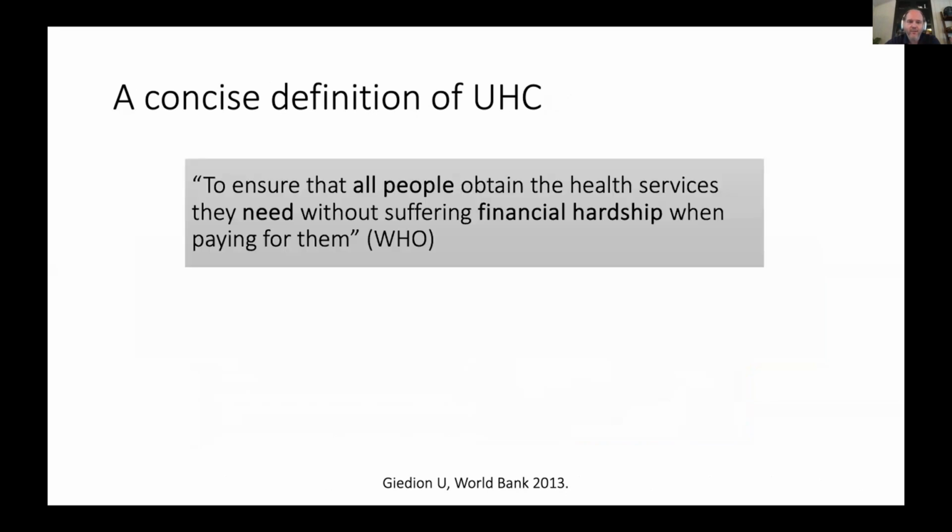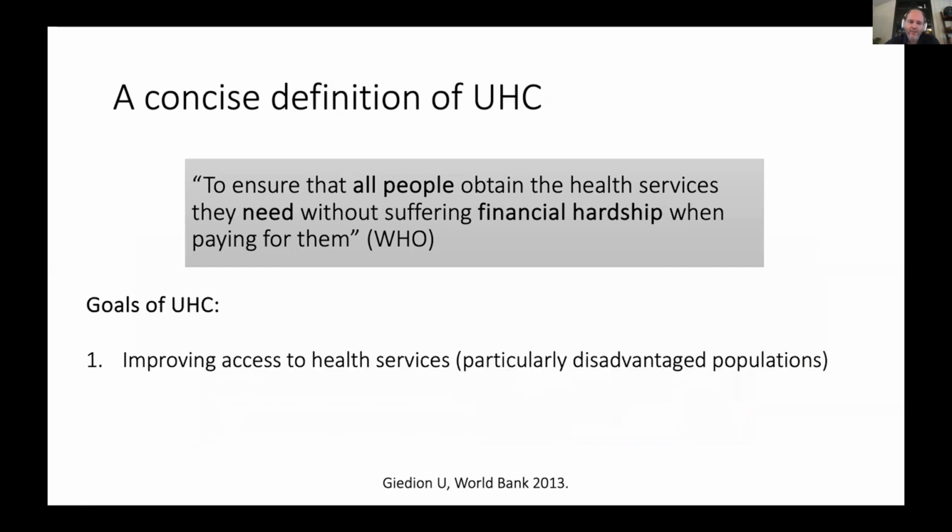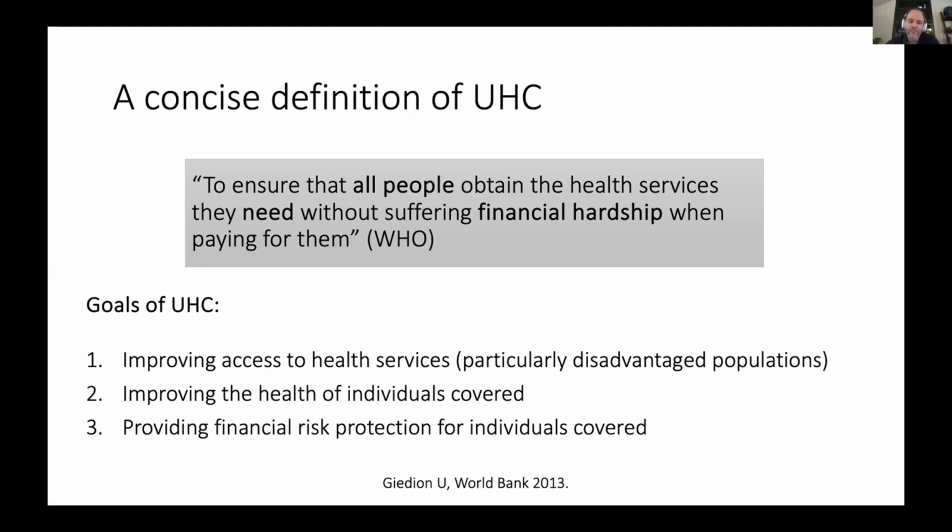The first is ensuring that everybody obtains access to the services they need. And need is the second component. And then they access those services without suffering financial hardship when paying for them. And so basically UHC has three goals: improving access to healthcare, particularly among disadvantaged populations, so it's equity orientation. The second is improving health. And the third is providing financial protection, so making sure that people don't go into poverty because of the need to receive healthcare.